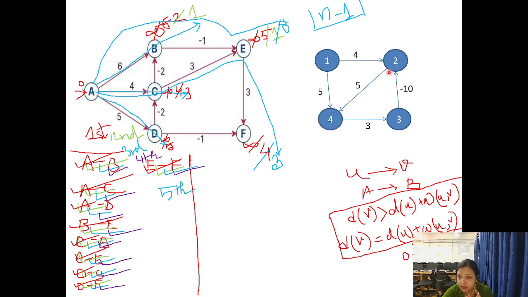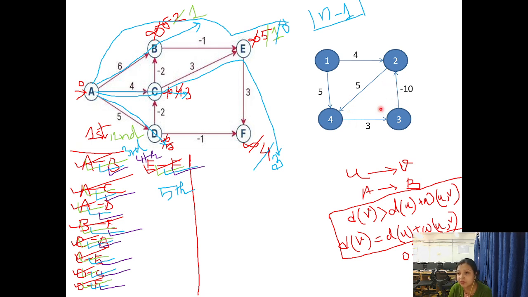You can see in this particular graph a cycle is present, from 2 to 4, 4 to 3 and 3 to 2. And the summation of the edge weights is what? 5 plus 3 plus minus 10. That means if you sum up all the edge weights, it will be minus 2. So this is a negative edge weight cycle.